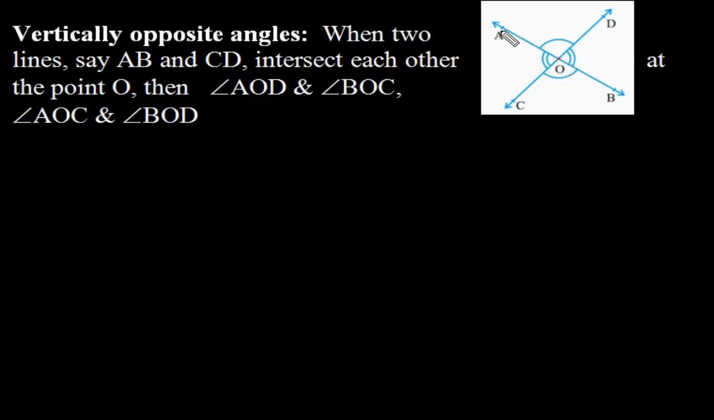Now AOD and BOC are two vertically opposite angles, which lie opposite to each other. You can say it looks like an X. And we have one more pair, that is AOC and BOD, which are straight opposite to each other. So that is also called vertically opposite angles.